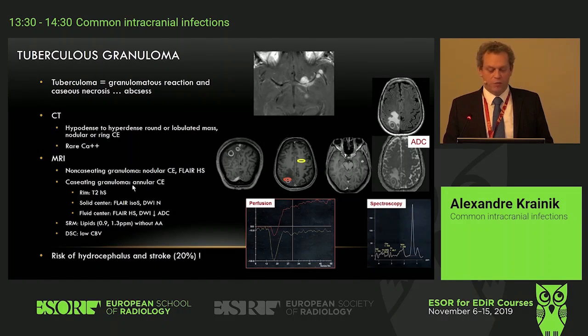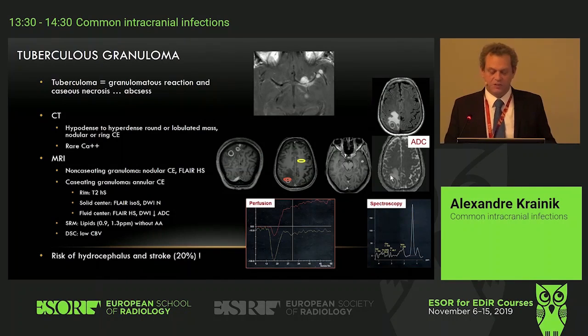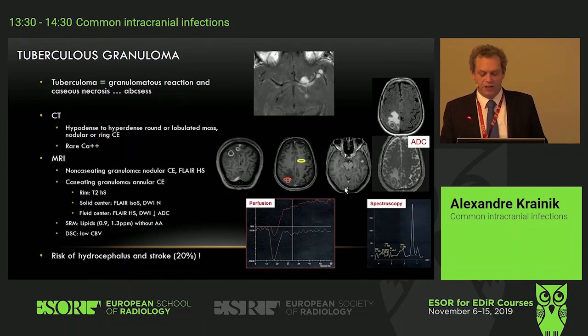MRI is also very poorly specific. You can see this rim-like enhancement. On diffusion, sometimes you have restricted diffusion, sometimes it's high. It depends on the content itself. What's interesting is you may have, again, this target appearance on T2 or on diffusion image, revealing the natural history of the abscess.